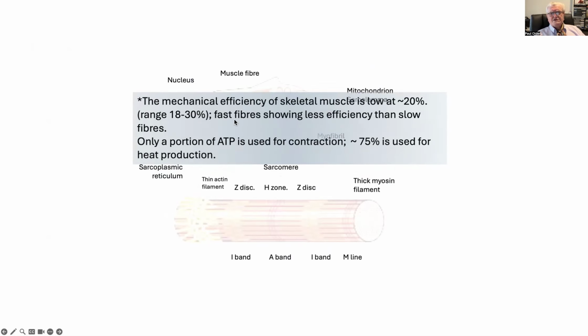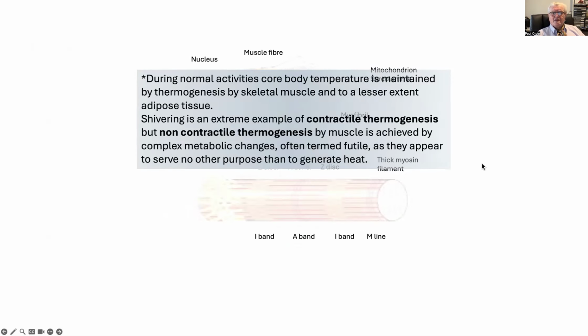The mechanical efficiency of skeletal muscle is low, probably as low as 20%, with a range of somewhere 18 to 30%. The fast fibers are less efficient than slow fibers. Only a proportion, though, of the ATP is used for contraction. 75% is used for heat production. During normal activities, core body temperature is maintained by thermogenesis of skeletal muscle, and to a lesser extent by certain adipose tissues.